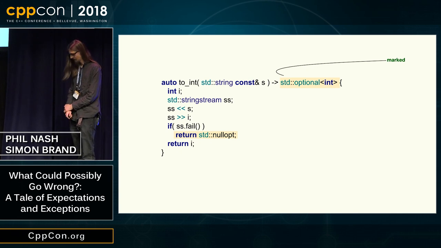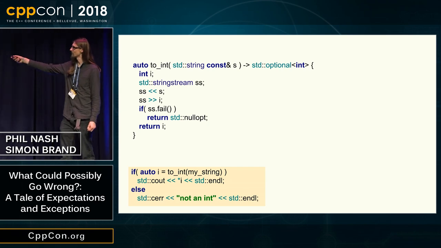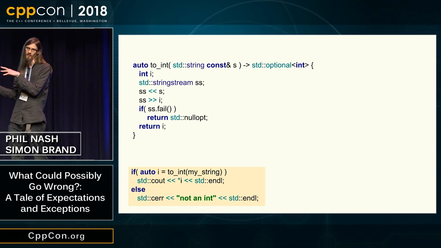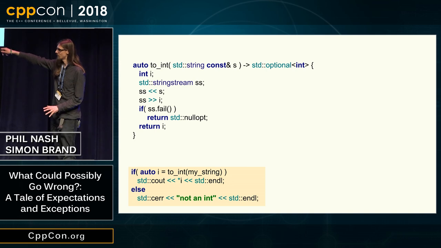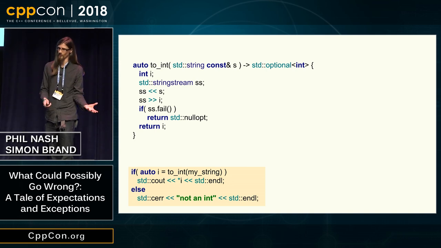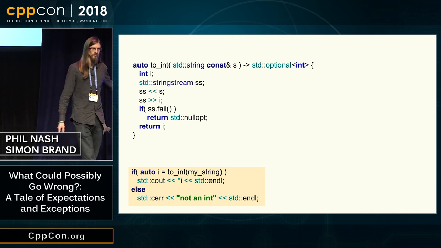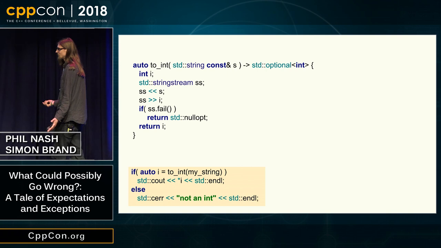It's got some promise. What about the usage? You're right, I didn't cover this, but the usage looks kind of like this. We could call this function, get an optional out, and then we can check whether we got a value and do something with it. And if we didn't, we print out "not an int" or log to a file, something like that. Does this seem reasonable?